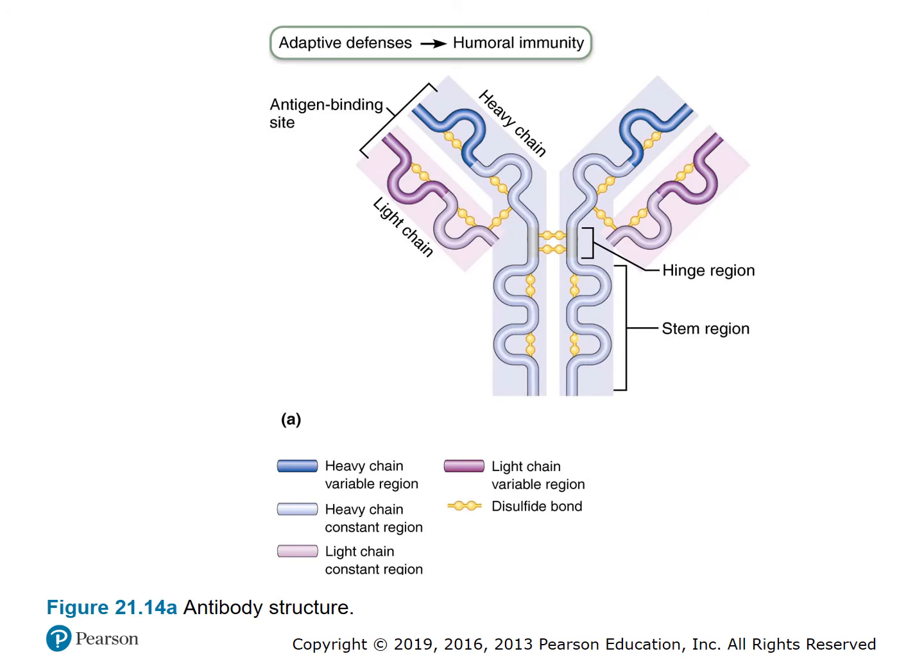Figure 21.14a, antibody structure. So here we can see the heavy chain, the light chain, and that's the antigen binding site. And then we have the stem region. And notice the disulfide bonds keeping those polypeptide chains together.